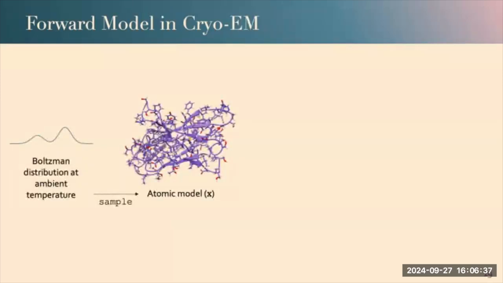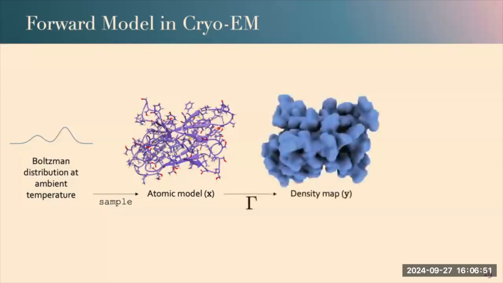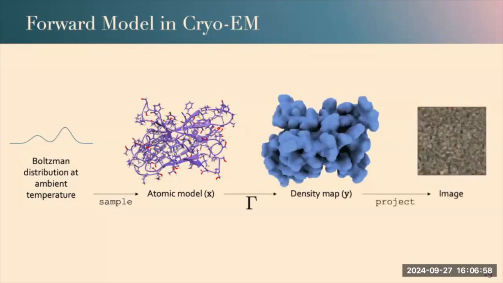To have a very high-level view of cryo-EM, essentially we have flash-frozen an ensemble of particles. So we can assume that each atomic model we're imaging is a sample from the Boltzmann distribution at the temperature before the flash-freezing operation. This atomic model is then transformed into a density map with an operator that we'll call gamma here. And then this density map is projected from an unknown view angle.